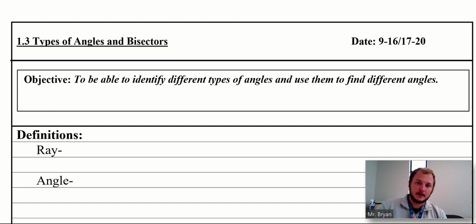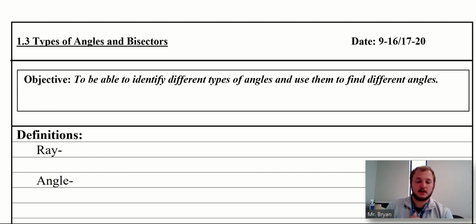Okay, so for today, hopefully you're keeping your notes in order. We are going to go through 1.3. We've talked about points, lines, and planes. We've talked about midpoints. We've talked about segment bisectors, and now we're getting into angles. So we use lines a lot in geometry, and then angles is one of the key concepts that we need to understand if we're going to make it through some of these chapters in geometry.